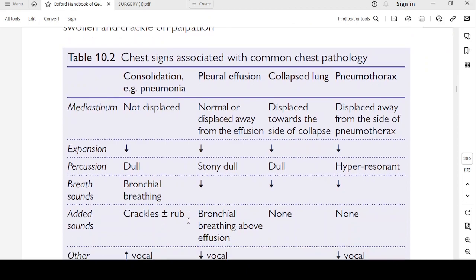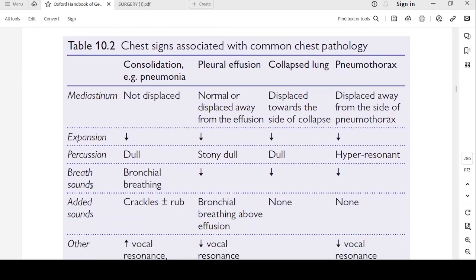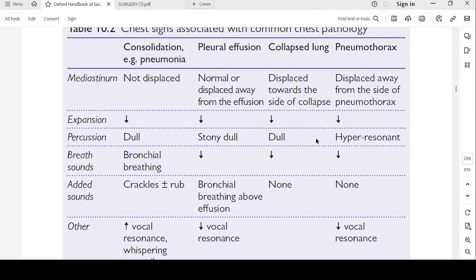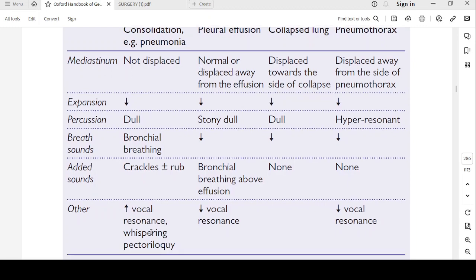So, chest signs associated with common chest pathology. These are the four chest conditions: consolidation, pleural effusion, collapsed lung and pneumothorax. Let us see what chest signs we can elicit. In consolidation, like pneumonia, the mediastinum is not displaced and there is decreased expansion. Percussion is dull, with bronchial breath sounds, crackles or rub, and there is increased vocal resonance or whispering pectoriloquy.